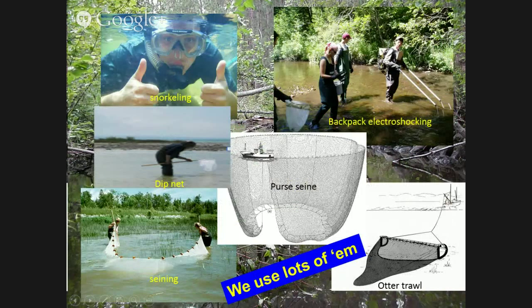Seining is a popular method that we'll use down here. One of my personal favorites. Backpack electroshocking, really neat technique. It'll actually stun the fish right before we capture them. But importantly, with all these different techniques, we'll not only know how to use them, but where to apply them.